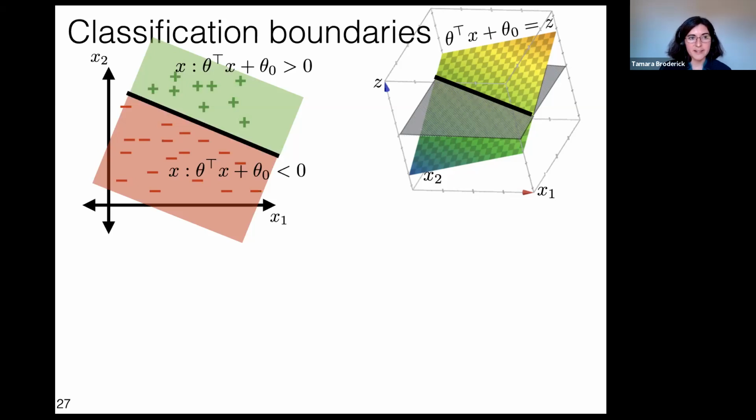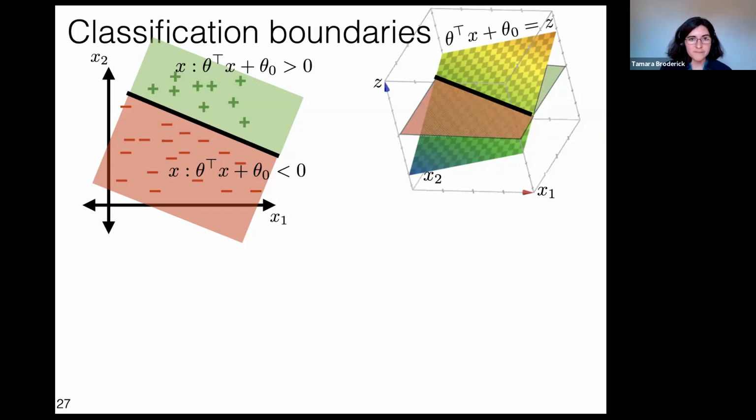That's exactly how we defined our line before. And if we want to look at the two sides of the line, there's one side where this colorful hyperplane is below the Z equals 0 plane. The colorful hyperplane, theta transpose x plus theta naught, is less than 0, and so we predict -1. On the other side, theta transpose x plus theta naught is greater than 0, so we predict +1.